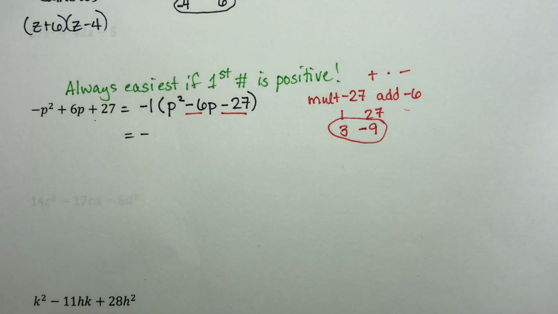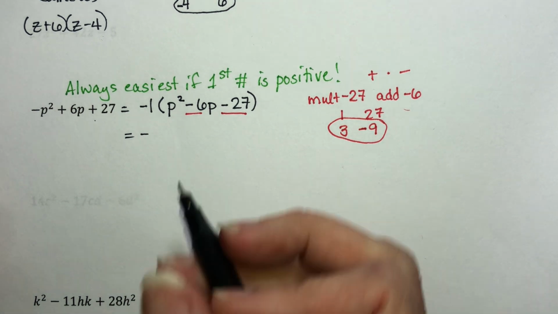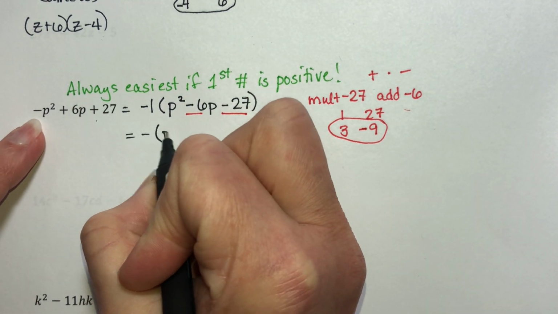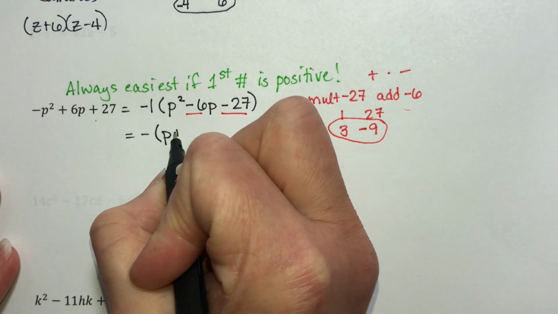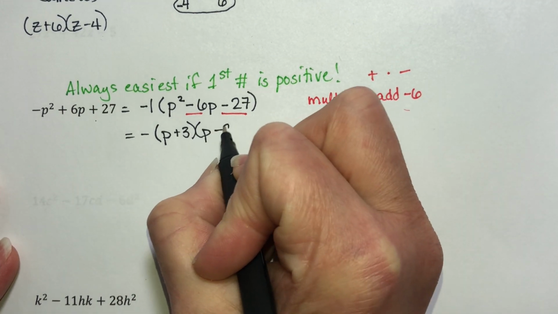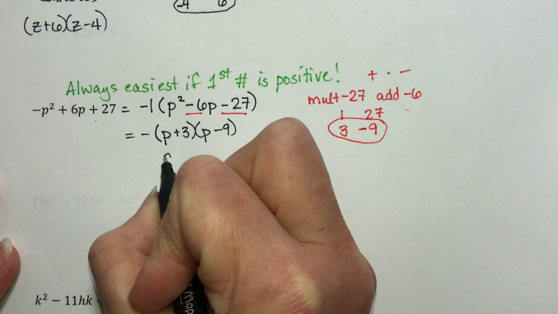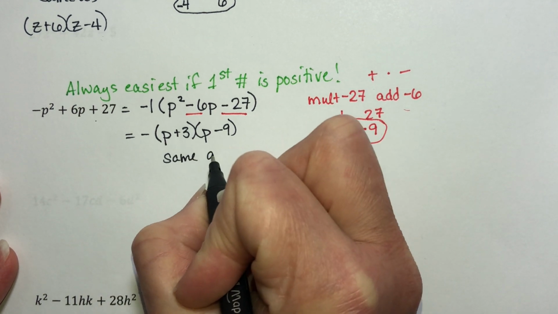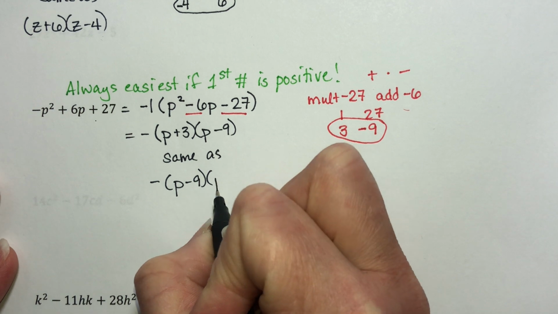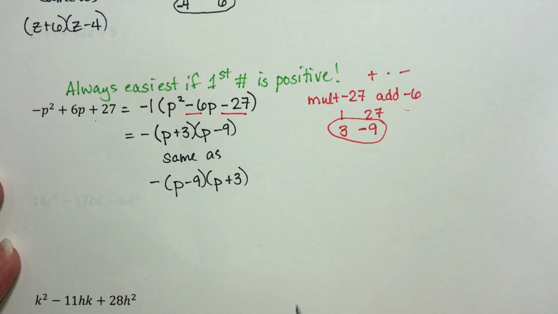Always take the extra time to make sure you've got your signs correct. It's very easy to mess that up. Okay, so I still keep this negative. My answer is p plus 3 times p minus 9. And of course, this is the same as -p minus 9 times p plus 3. It doesn't matter which binomial you write first.